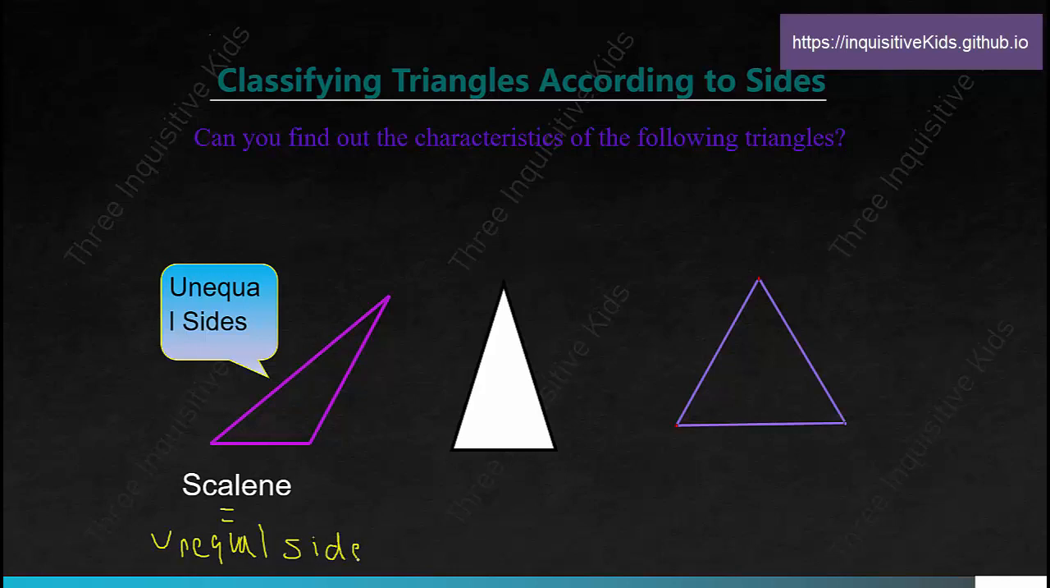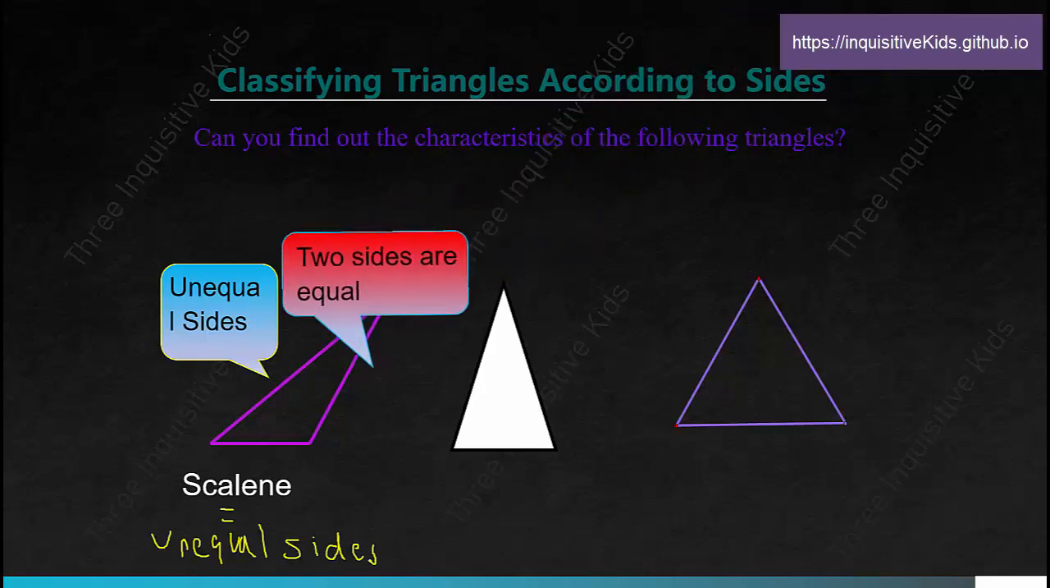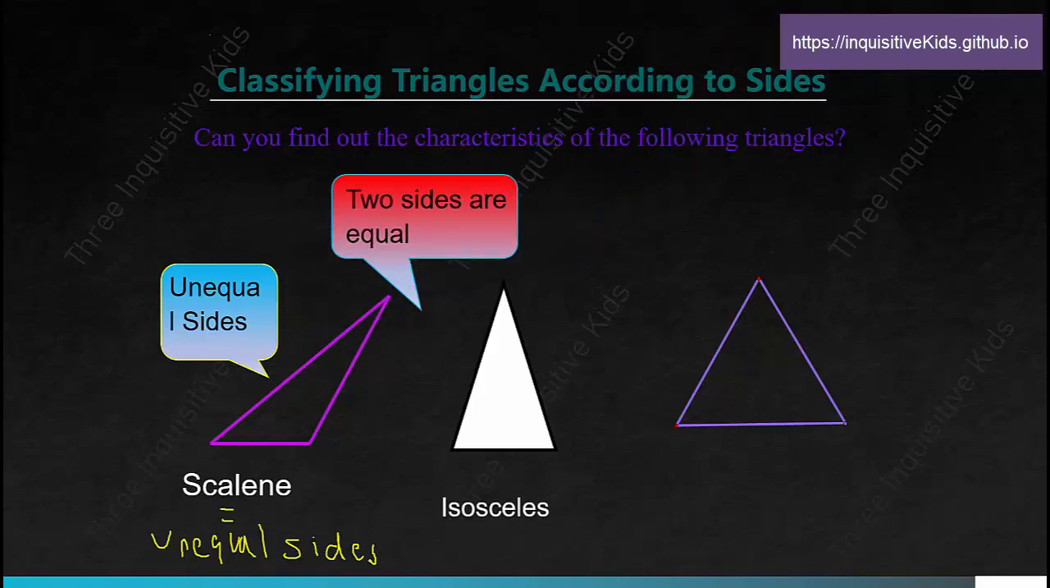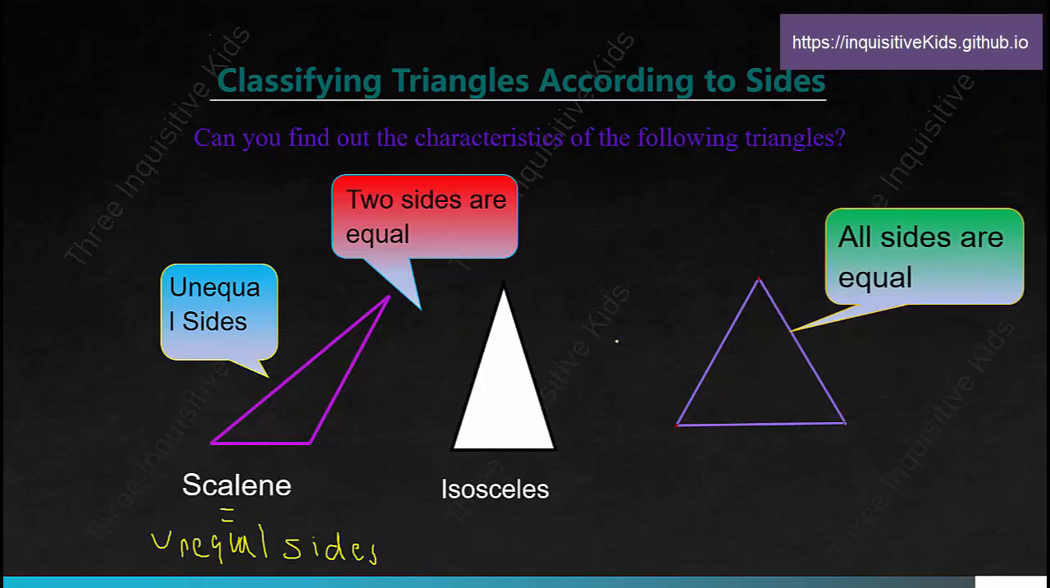Then next we have the isosceles triangle. Two sides are equal. That's called isosceles. Repeat after me: isosceles. Isosceles triangles have two sides that are equal. And here we have the equilateral triangle, where all sides are equal. Repeat after me: equilateral.